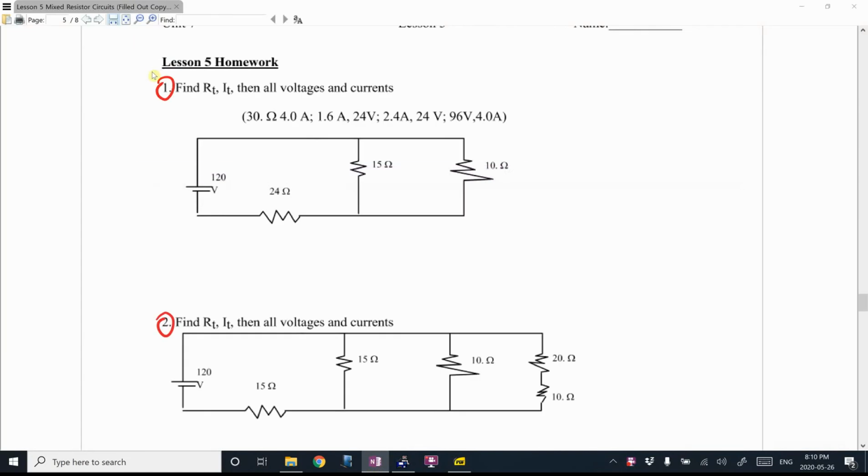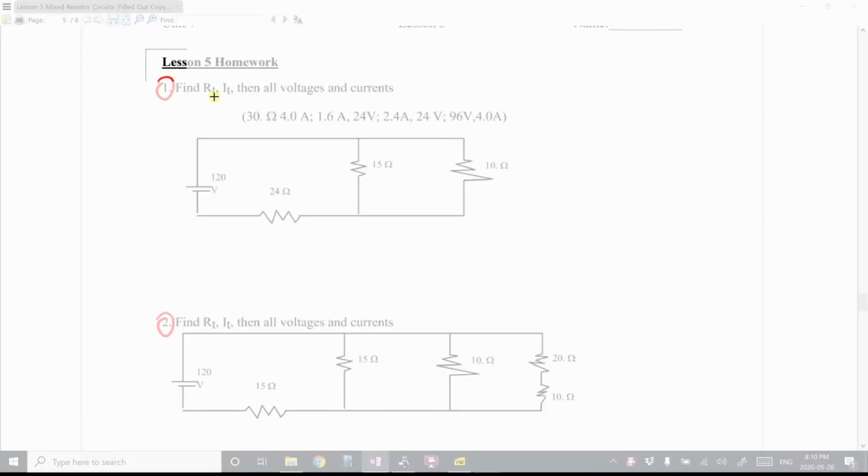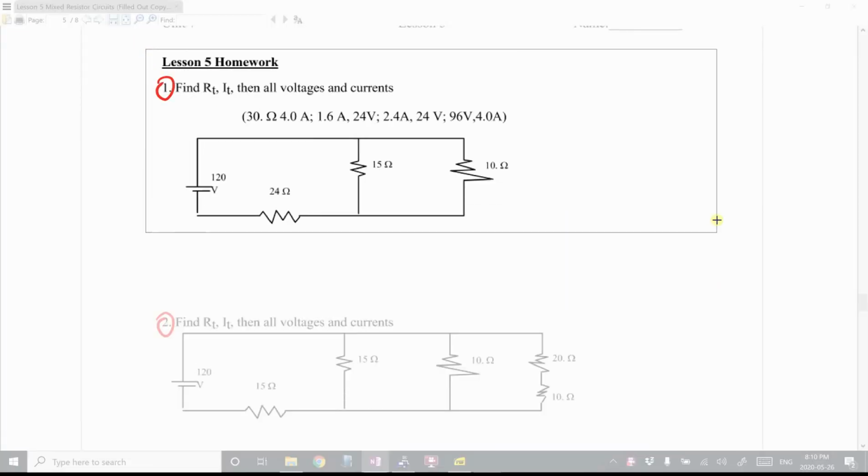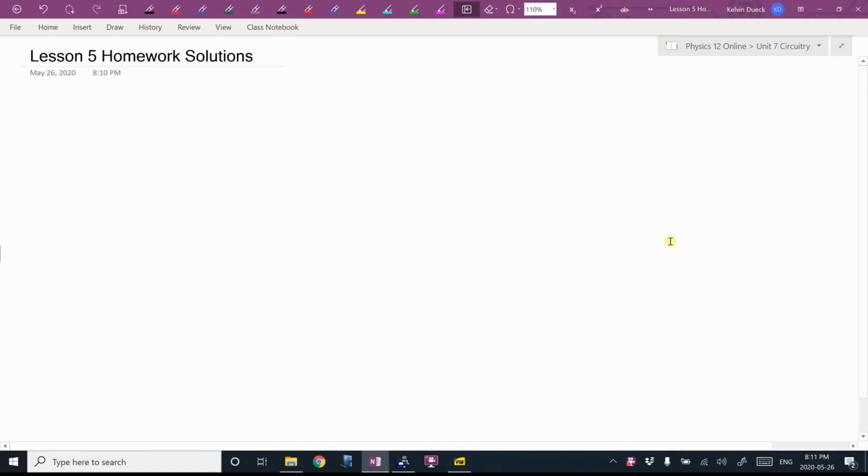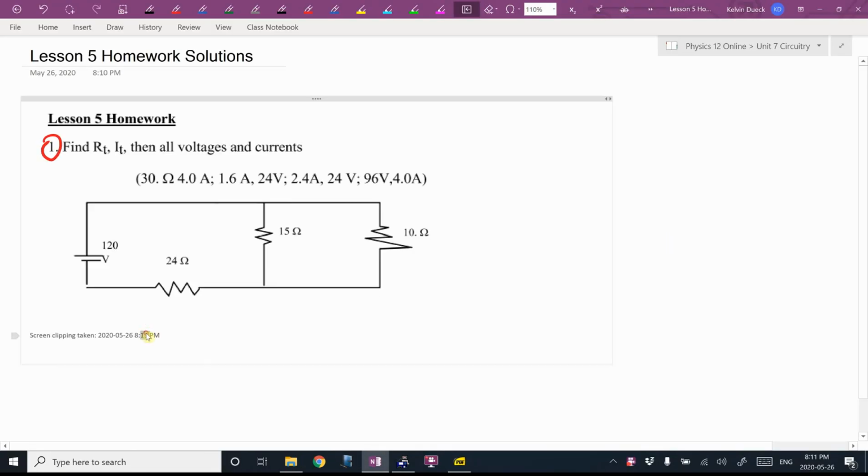Number 1 says find R total, then I total, and all the voltages and currents. In other words, solve it. The only thing they didn't ask me to find was the wattage in each resistor, the power use, but I could do that pretty trivially afterwards.